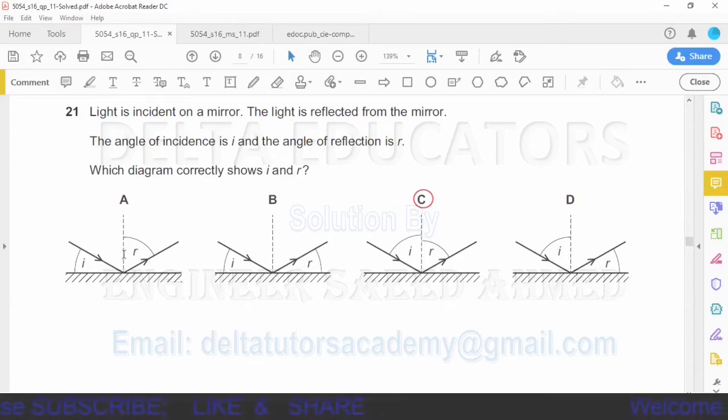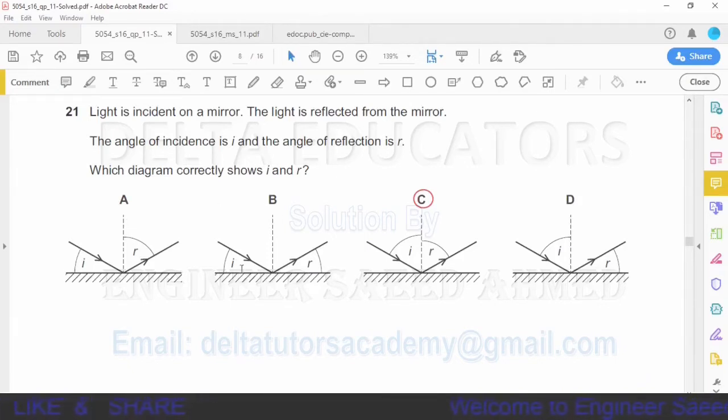This dotted line is called the normal, and the angle in between the incident ray and the normal is called the angle of incidence. The angle in between the normal and the reflected ray is called the angle of reflection. Now here the angle of reflection is shown correctly, but angle I is shown as the angle from the mirror to the incident ray. It is incorrect, so option A is not possible.